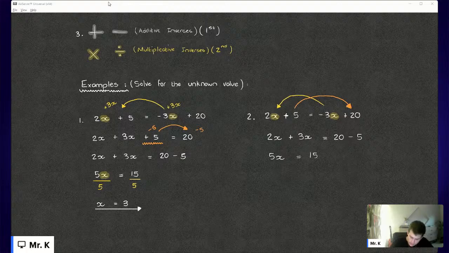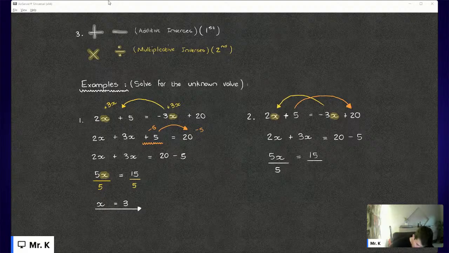Now, if we divide on the left, we divide on the right. Yeah? So I divide everything in the equation by 5, even if there were more terms. On the left, we are left with an x, and on the right, we are left with a 3.